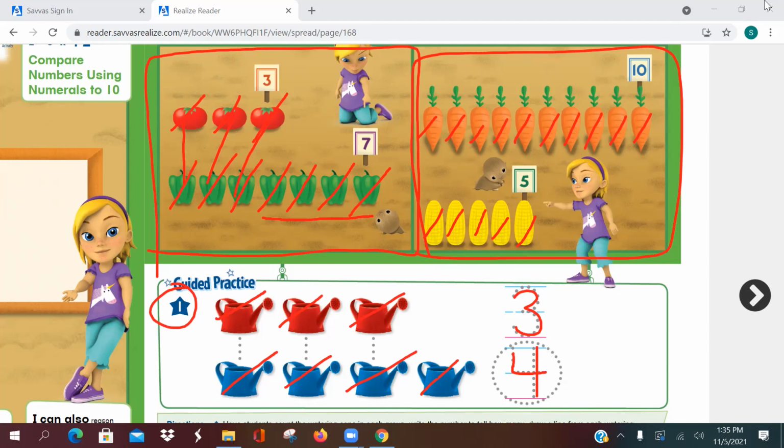Now let's compare the two groups. Here's one red, one blue, one red, one blue, one red, one blue. I have no more red to compare. So which group is greater than the other? The blue group is greater than the red group. Which number is greater? 4. 4 is greater than 3. And therefore 3 is less than 4. Let's move on to our next page.